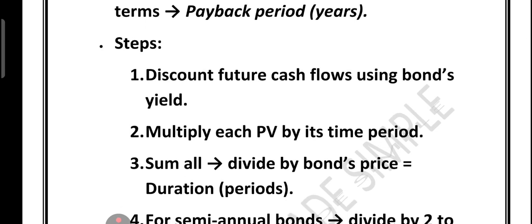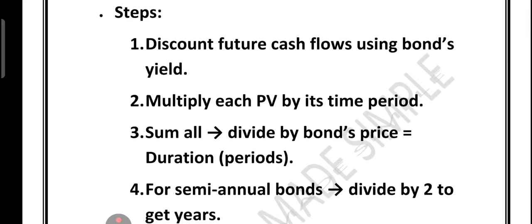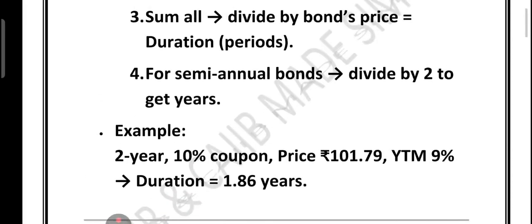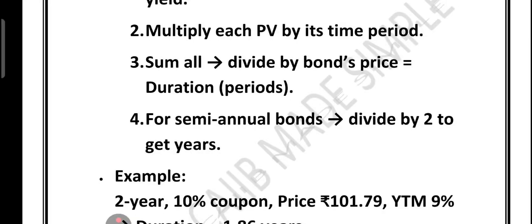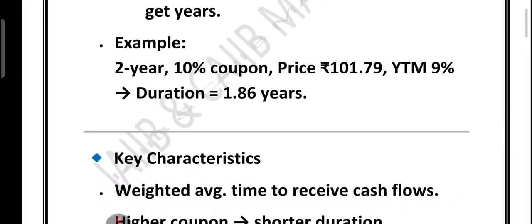First of all, we have the future cash flows available. We discount them using the bond yield, and then we get the present value. You have to multiply each present value by its time period, then find the sum of all, and divide by the bond price. So the formula is summation of PV times t upon summation of PV. This is the formula to find the Macaulay duration. Suppose the bond is semi-annual. In that case, you divide by 2 to get years.